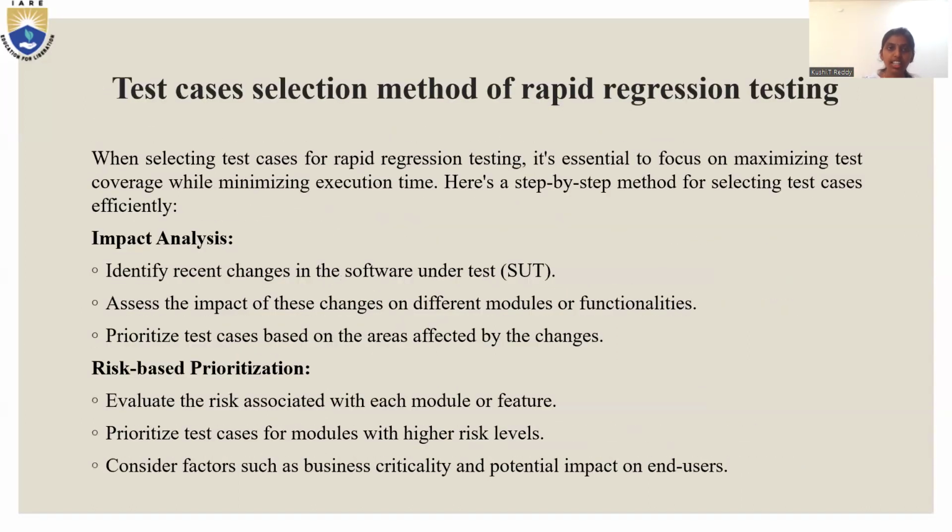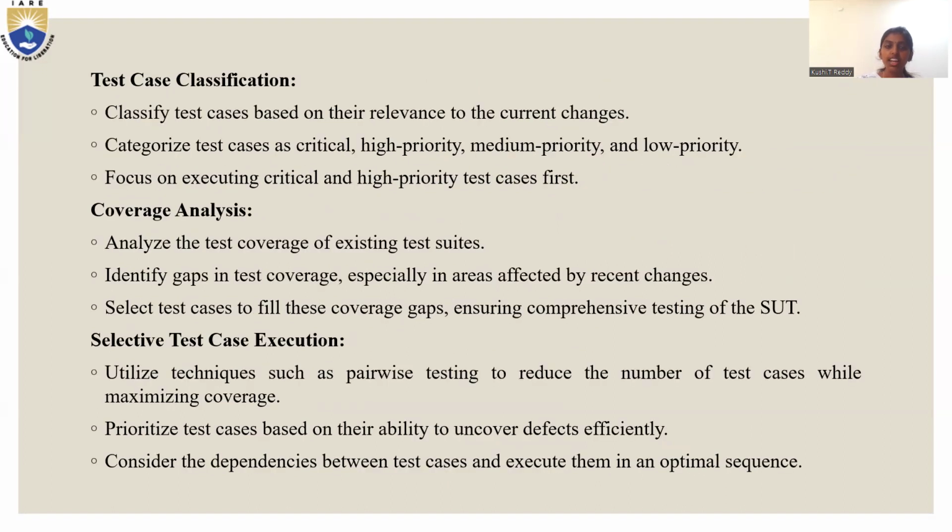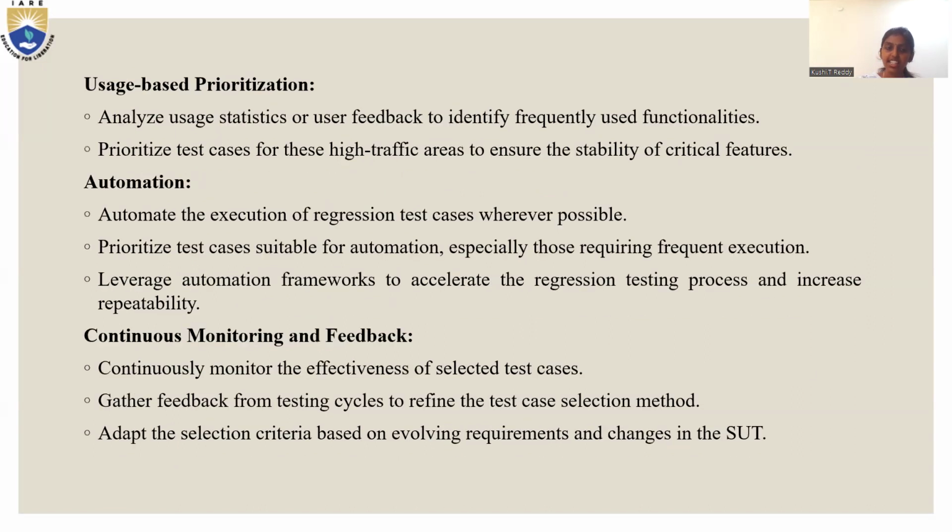So these are different techniques used for rapid regression testing. One is impact analysis, one is risk-based prioritization, then classify test cases, then you have to do coverage analysis, select test case executions, usage-based prioritization, automation, and continuous monitoring and feedback. After collecting all this data, you will select test cases, like you will select all the test cases or select test cases randomly or based on priority, or you can also make new test cases based on the changes that you have made in your software.